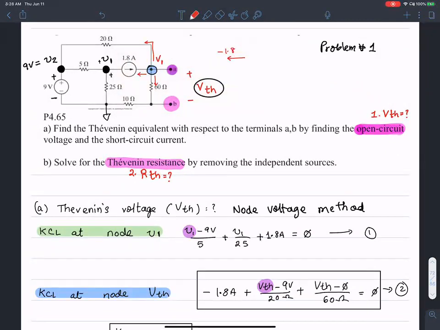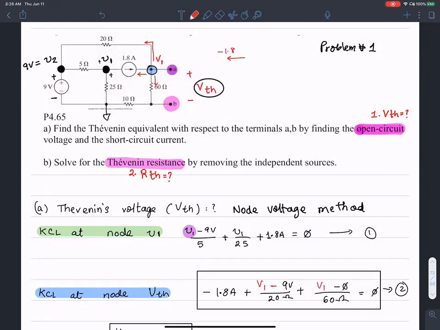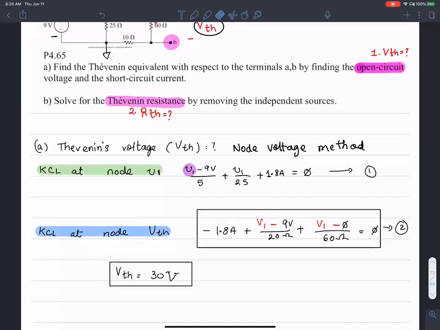Something I may have missed here is that all of this is supposed to be not VTH, but V1. V1 minus 9 volts, and so on. For some reason, I kept forgetting this 10 ohm resistance. So the only thing that's changing is that VTH is not equal to V1. If I solve for V1, V1 is going to come out to be 35 volts.